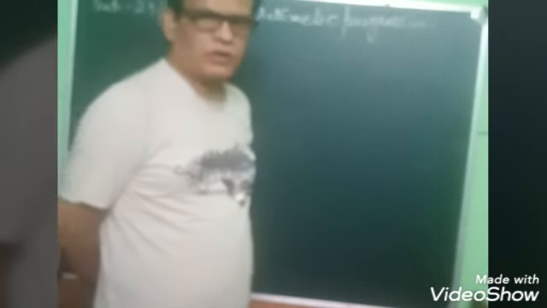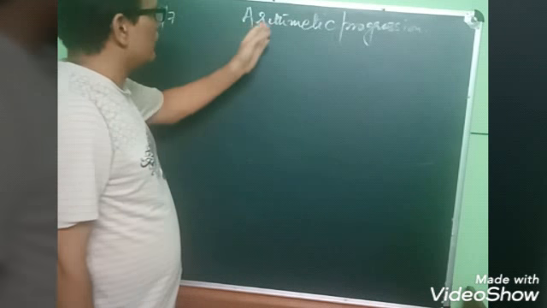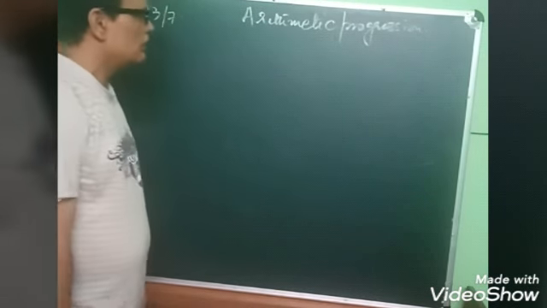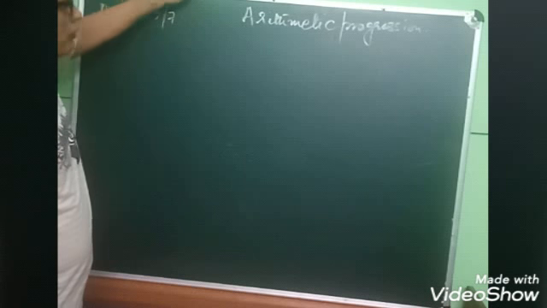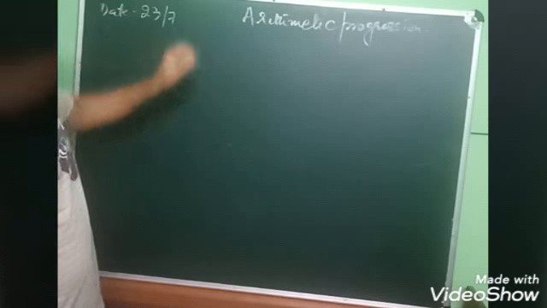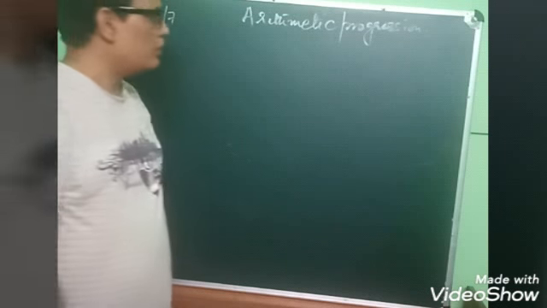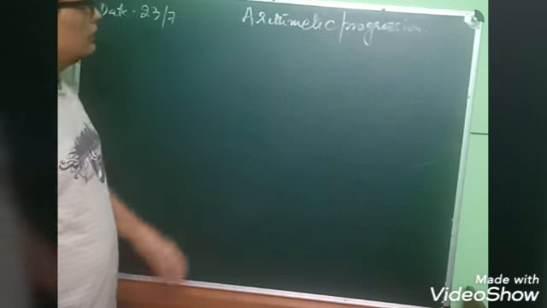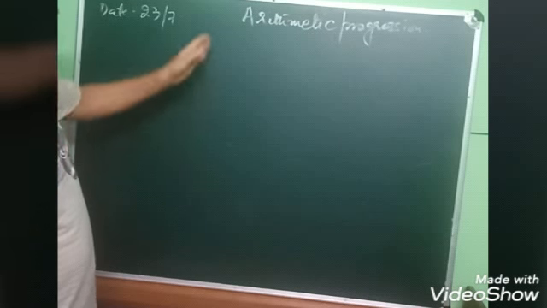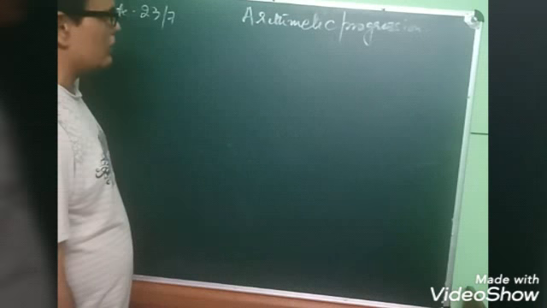We are going to start online class for class 10, and today's topic of ours is arithmetic progression. So far we have done 4 chapters. Those 4 chapters are real numbers, the next one is polynomial, the third one was linear equation in 2 variables, and the fourth one was quadratic equation. Now today we are starting the fifth chapter, that is arithmetic progression.